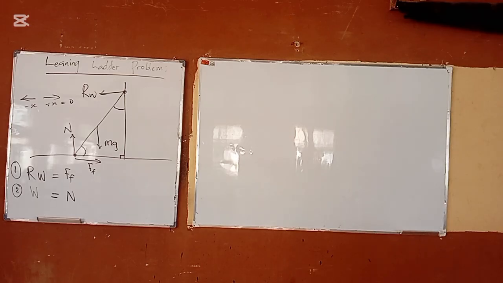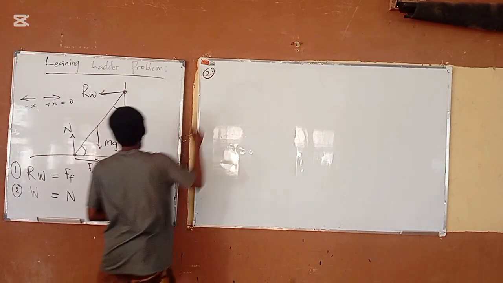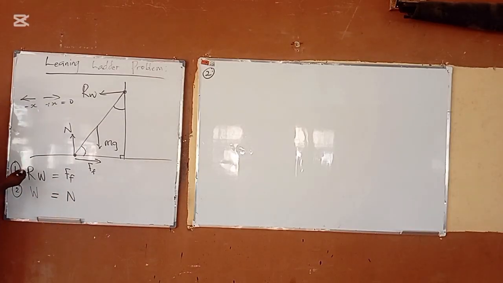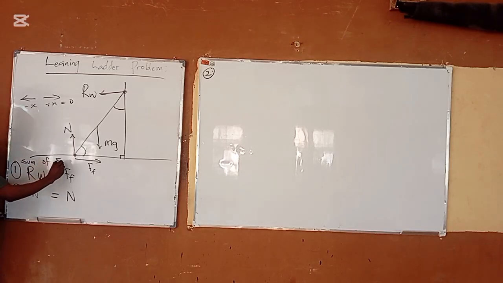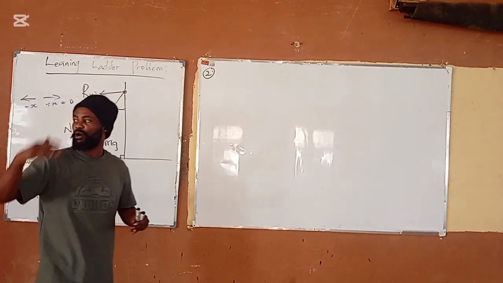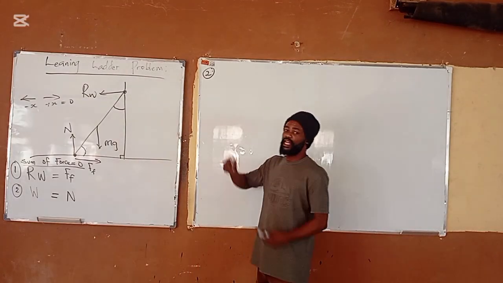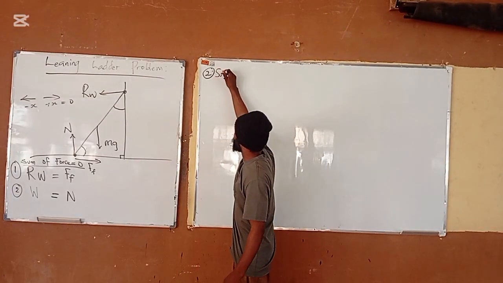Now, the second thing is to identify the torques. So what we say in this case is that the sum of forces equals 0. That is what we've done here. So making sure that the left-hand forces are equal to the right-hand forces and upward forces are equal to downward forces simply means the sum of forces equals 0. The next thing is to do the sum of torques equals 0.